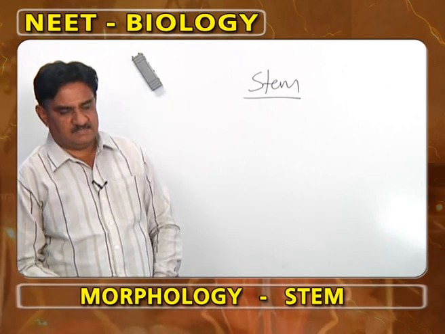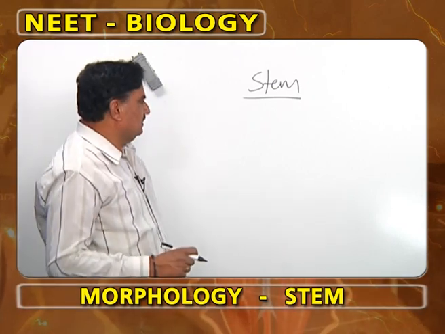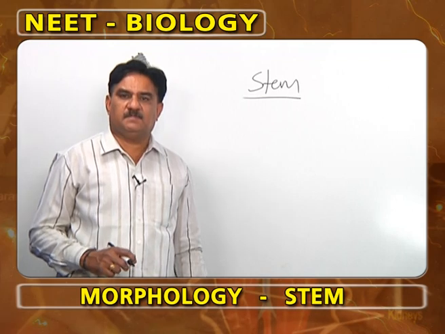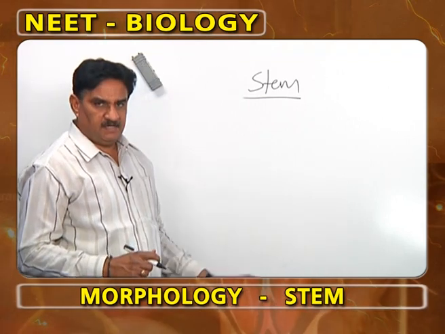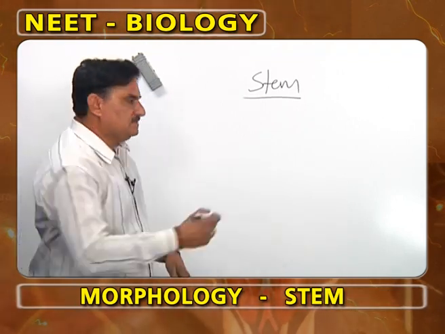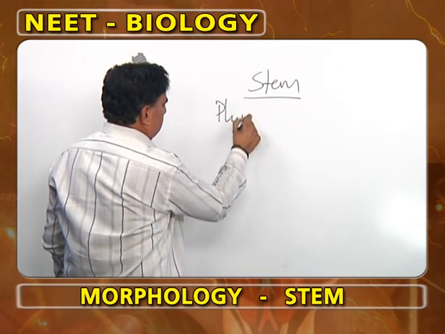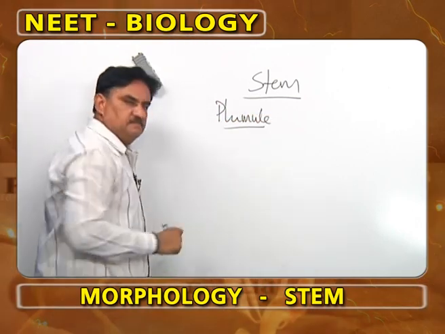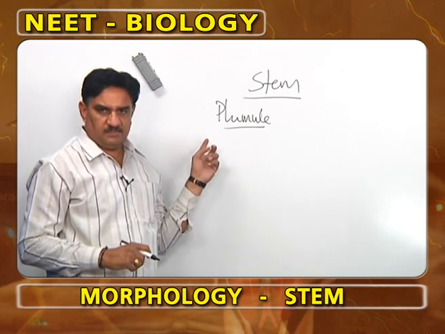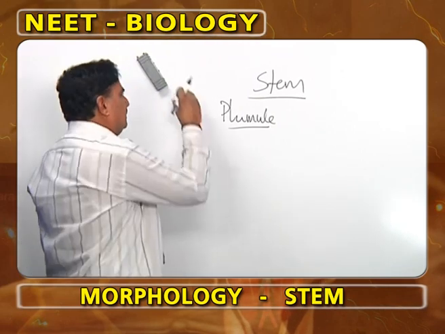kabtv.net. Today we discuss the stem, the aerial part of the plant body with positive phototropism and negative geotropism. Stem develops normally from the plumule part of the embryo. So radicle gives rise to root, plumule gives rise to stem.